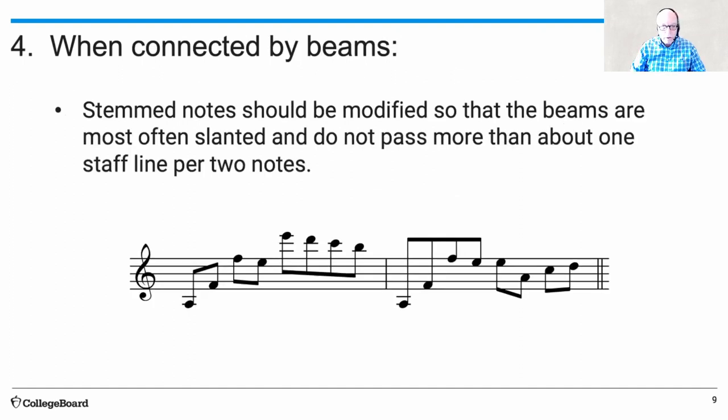Number four, when notes are connected by beams, like eighth notes and smaller notes, they should be modified so that the beams are most often slanted, not always, as you can see in the second measure. Sometimes they're straight across when the notes go up and down, but then the slant shouldn't pass more than about 1 staff line per 2 notes. Sometimes at the beginning of the year, I see students and they write that slanted line going almost straight down. It's got to be a very gradual slant.